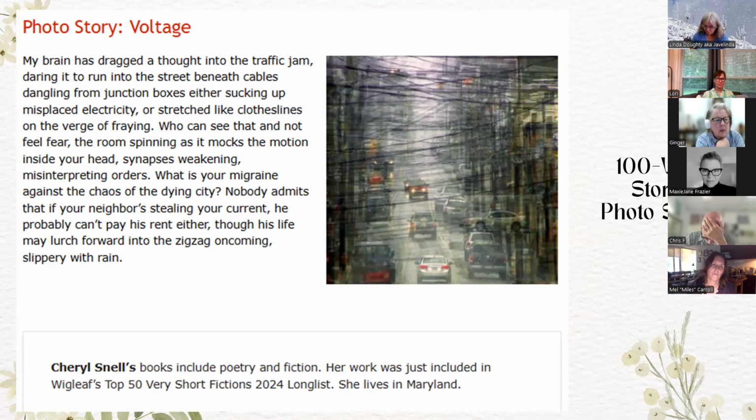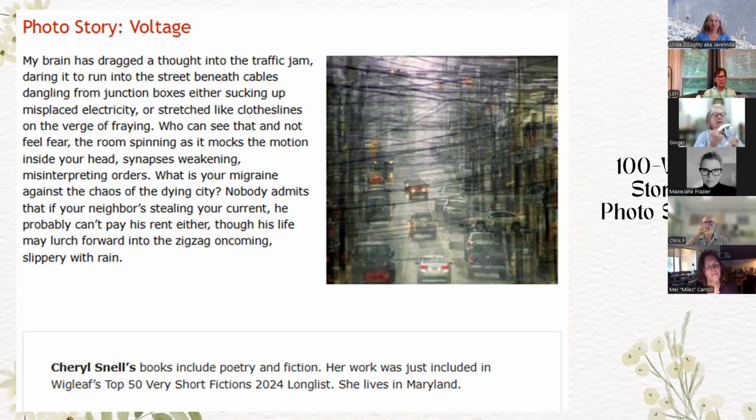Okay, now, does somebody want to read Voltage for us? I can, I guess. I love this picture. I love the write-up that went with it, especially the first line. Okay, photo story, Voltage by Cheryl Snell.